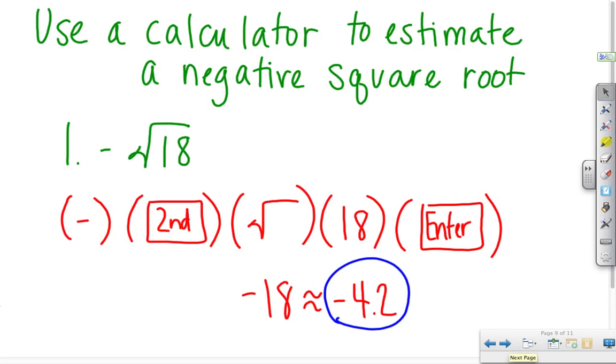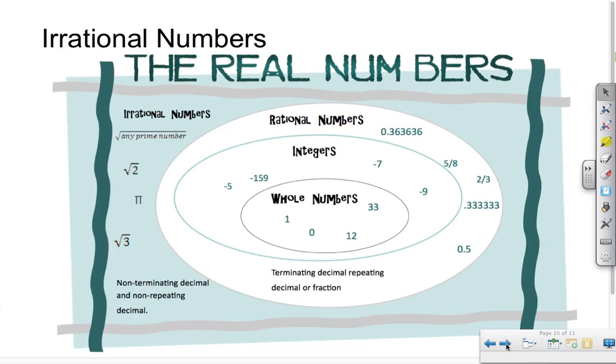Okay, now we need to hit on one more thing in this unit, and that's irrational numbers. The reason irrational numbers go together with square roots is because a lot of times you can identify an irrational number because it's going to be the square root of any prime number. So because 2 is prime, anytime I see the square root of 2, I know that's going to be an irrational number. 3 is prime, so when I see the square root of 3, it's an irrational number.